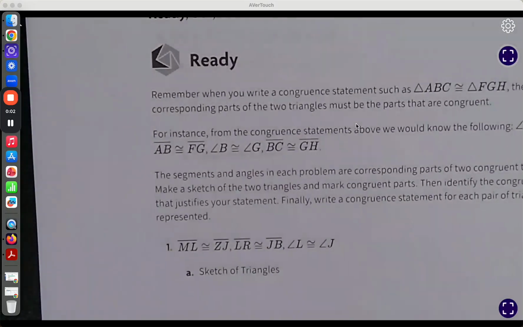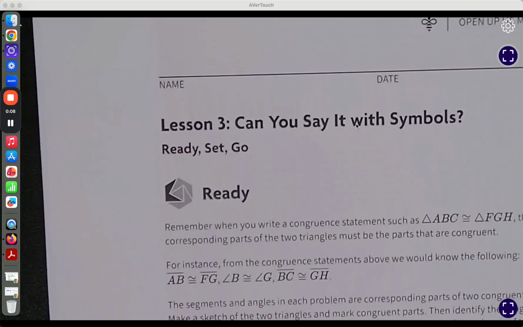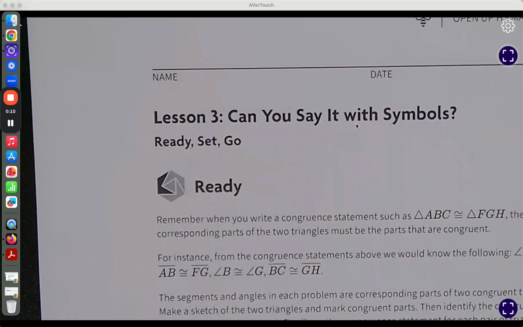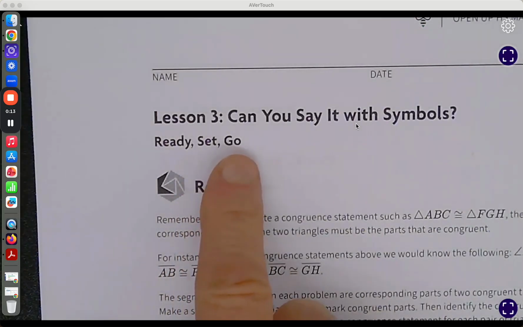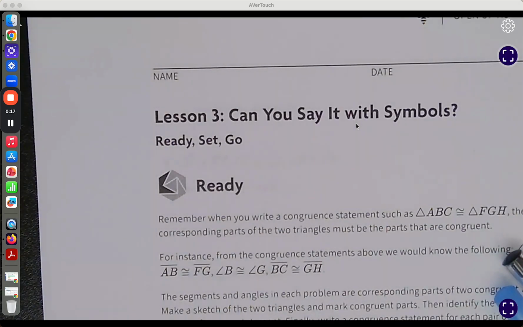Okie dokie, artichokes. Here we go, here we go. We're going to do a little lesson, Unit 3, Lesson 3. Can you say it with symbols? Okay, ready, set, let's go, let's go.